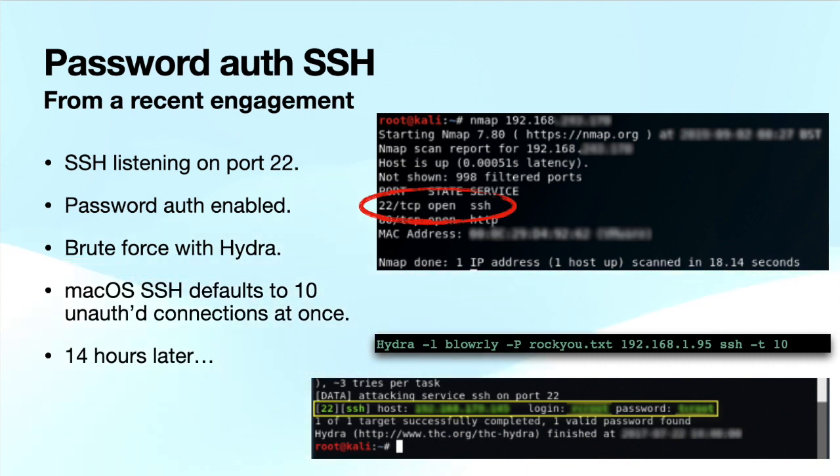Now, a nifty thing about macOS, a lot of operating systems will limit the number of concurrent unauthenticated connections on OpenSSH to like 6. macOS gives you 10. So you get an almost 2 times speed up attacking over something like Linux or Windows if they are running Windows 11. And it took about 14 hours. I won't tell you what his password is, but it was in RockYou, so you know how bad it is. That's bad. And that gets worse.